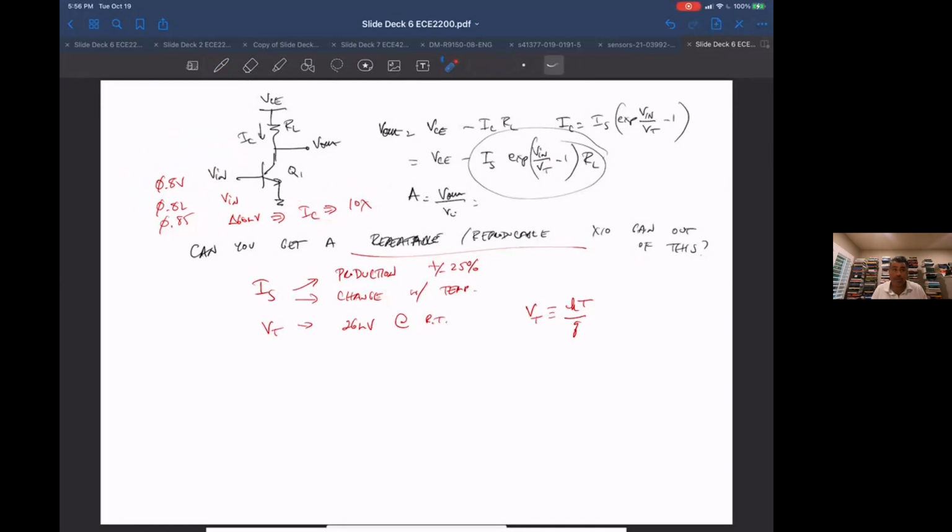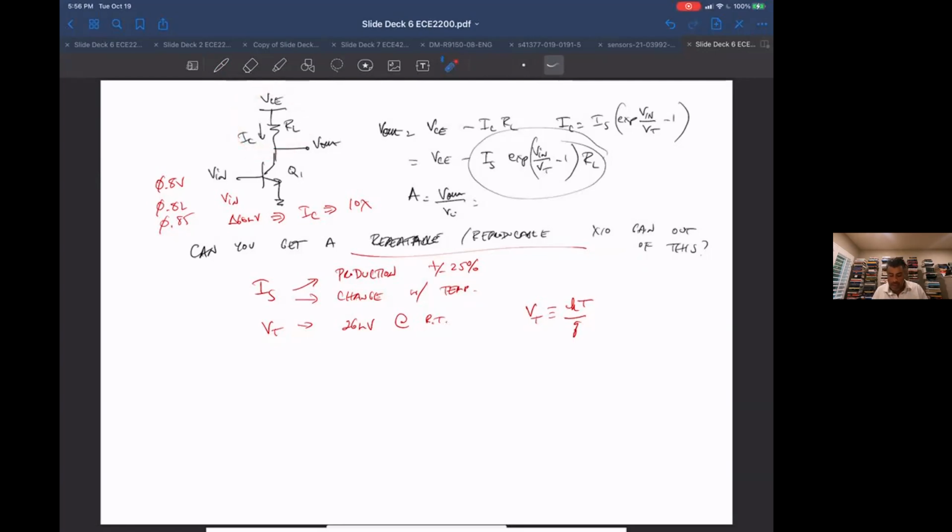So sometimes you get a gain of 10, sometimes you'd get a gain of 1, and sometimes you'd get a gain of 100. Imagine if you're trying to sell that product. No. And I'm not even going to talk about what happens as VCE changes. Lots of bad things can happen as VCE changes, etc.